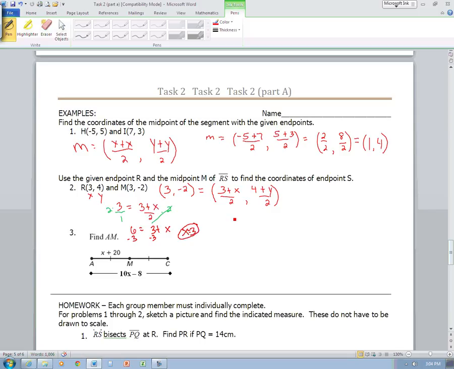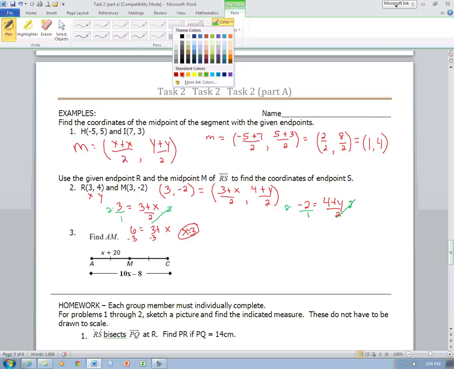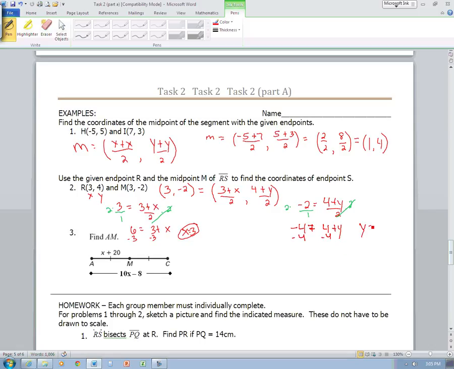Okay? And to go over here on the right side, -2 is the answer. So I've got -2 is the answer to 4 plus y over 2. And I need to do the same thing. I need to get rid of that 2 in the denominator. So I'm going to do the opposite operation and multiply both sides by +2. And if I multiply both sides by +2, I cancel that out. And I'm left with 2 times -2, which is -4. So -4 equals 4 plus y. So I subtract 4 from both sides, and I'm going to get y should equal -8.